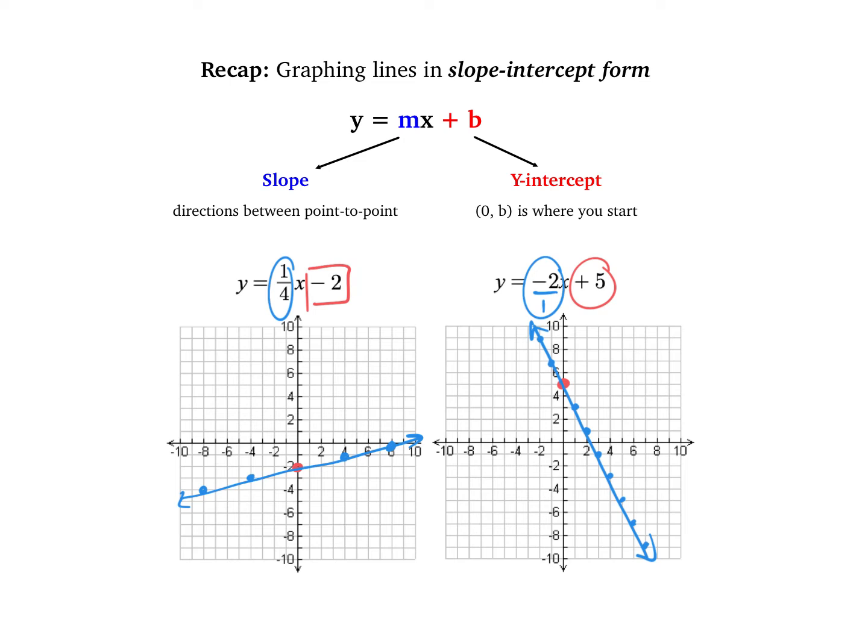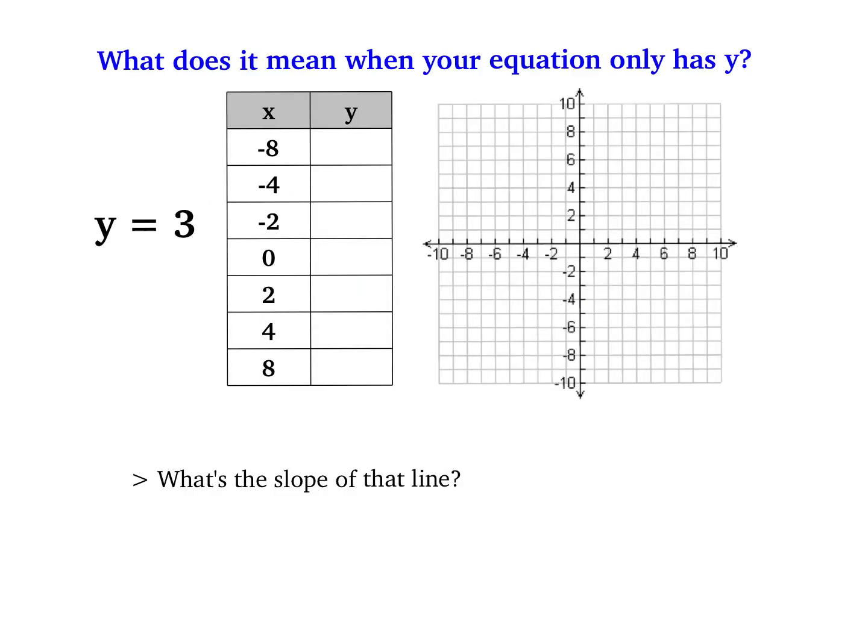In this video, we're going to change things up. The first weird type of equation we're going to look at is what it means when your equation only has y. If we look at this, there's no y equals mx plus b. In fact, there's not even an x at all. It just says y equals 3. So what that means is in a table, y is always going to be equal to 3, and it's never going to change away from 3 because it's not dependent on x.